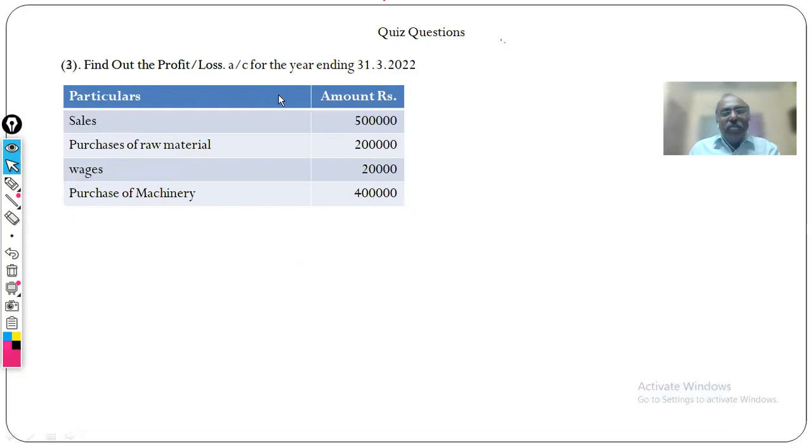Then in the third and fourth questions, we had some nitty-gritties in this problem because something related to the balance sheet is also given in this question. Because of this, some people did not work it out correctly. So I have given this problem to introduce you to the concept of the balance sheet. So we'll see the problem here.